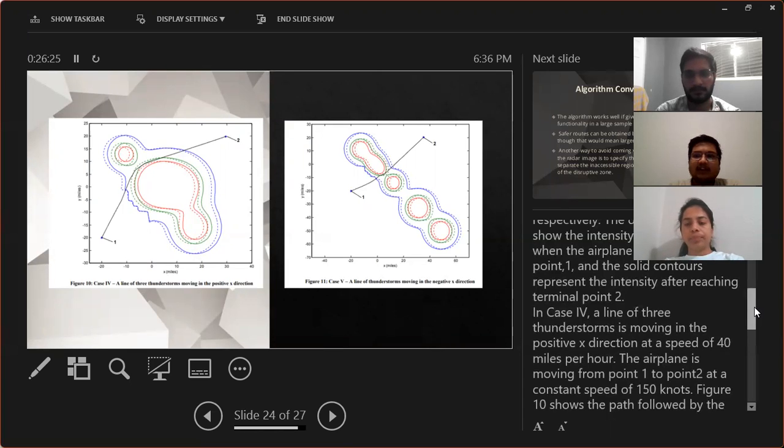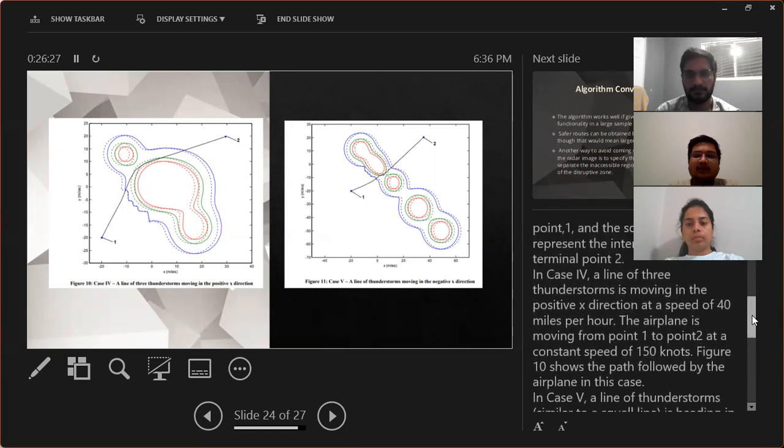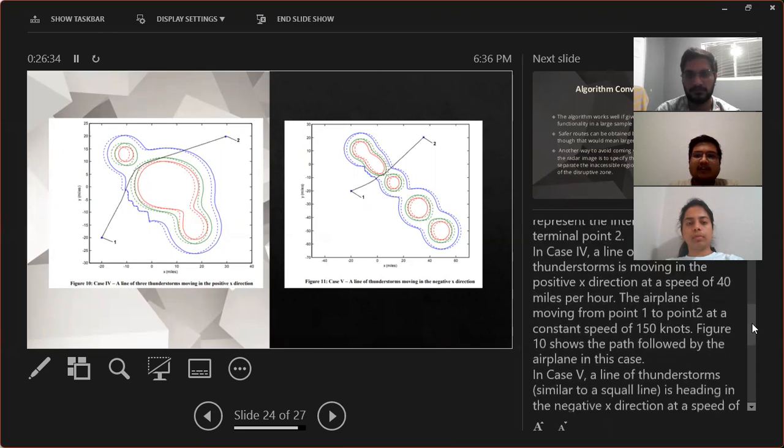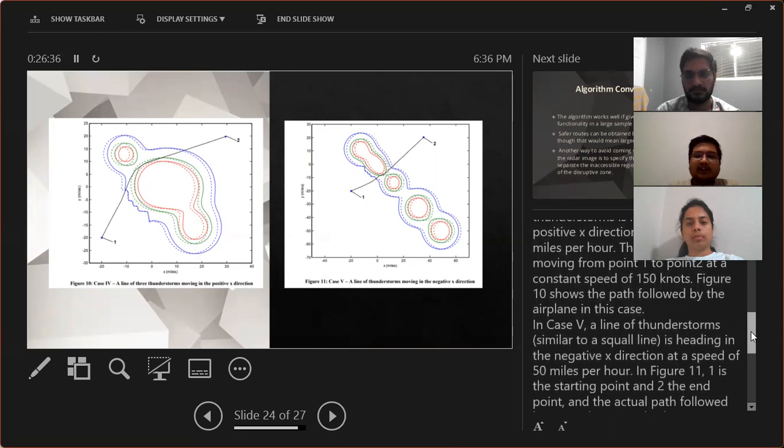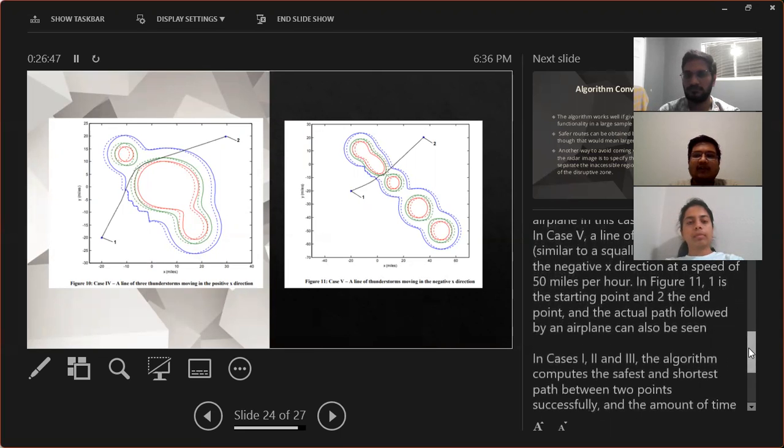In case 4, a 3-line thunderstorm is moving in the positive x direction at a speed of 40 miles per hour. The airplane is moving from point 1 to point 2 at a constant speed of 150 knots. Figure 10 shows the path followed by the airplane in this case. In case 5, a line of thunderstorms similar to a squall line is heading in the negative x direction at a speed of 50 miles per hour. In figure 11, 1 is the starting point and 2 is the ending point, and the actual path followed by the plane can also be seen here.